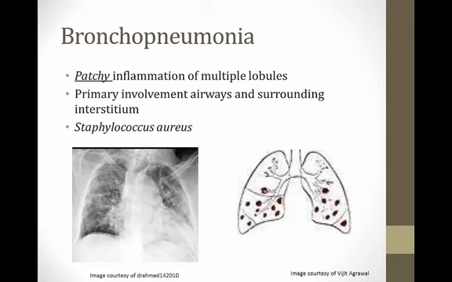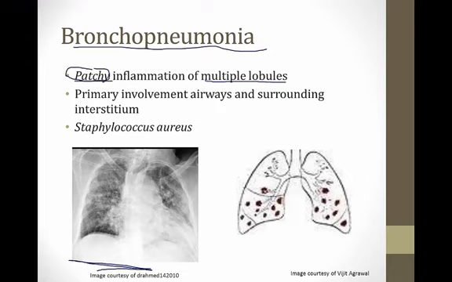So the second classic form of pneumonia is called bronchopneumonia, and the difference between lobar and bronchopneumonia is that in bronchopneumonia you see patchy infiltrate instead of that solid white infiltrate, and it involves multiple lobes. This is a picture of bronchopneumonia in this x-ray down here on the left, and you can see that there are splotches of white throughout both lung fields.